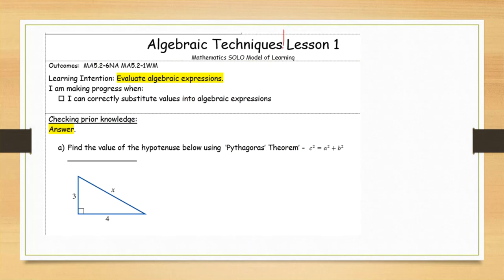So for lesson 1, we're evaluating algebraic expressions, and we want you to correctly substitute values into algebraic expressions.